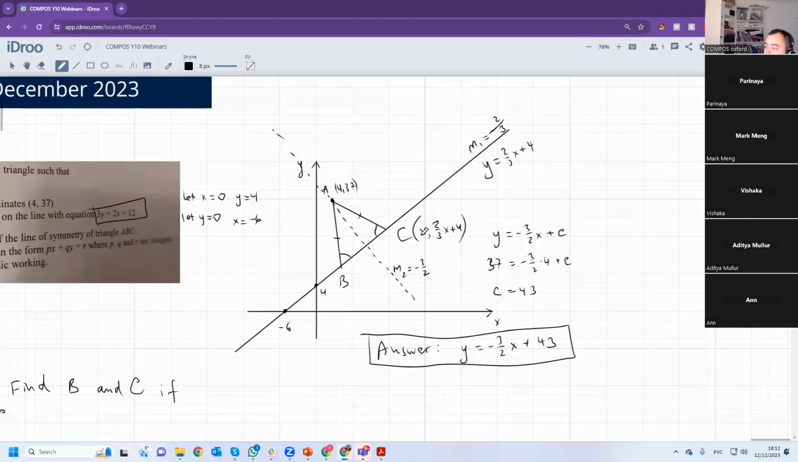I could use a different letter, but I don't think I need to. Is there anyone who doesn't understand this? Please let me know.